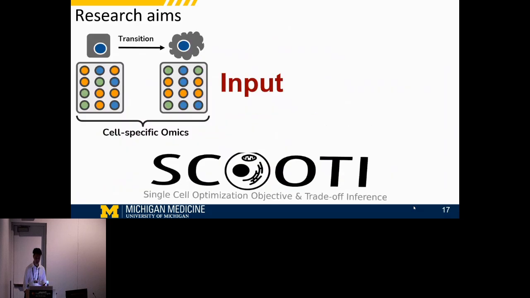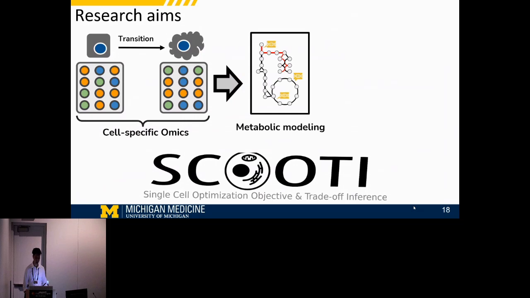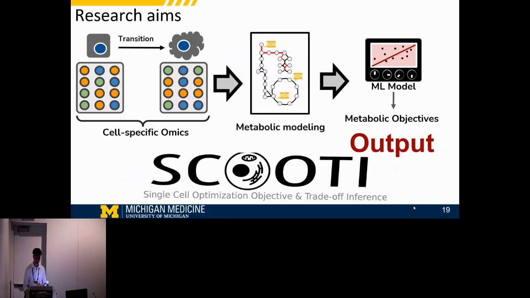And to find out the equation for the inferred metabolic objective, we developed a tool called SCUDI. SCUDI takes cell-specific omics data as an input. Then we can use the cell-specific omics data as a constraint to model the reaction fluxes. After we simulate the fluxes, we can use a machine learning model to extract the metabolic features from the reaction fluxes and output the metabolic objective as an outcome.